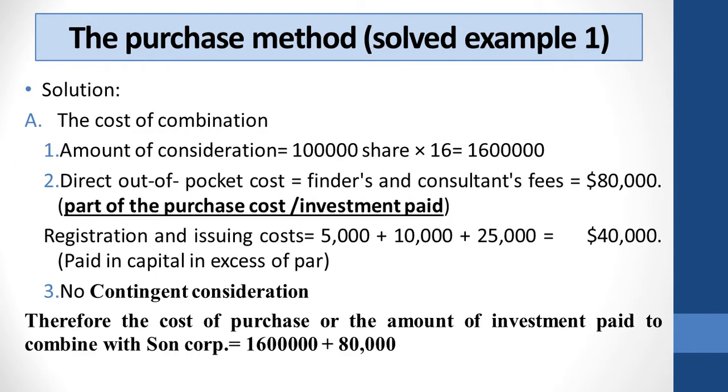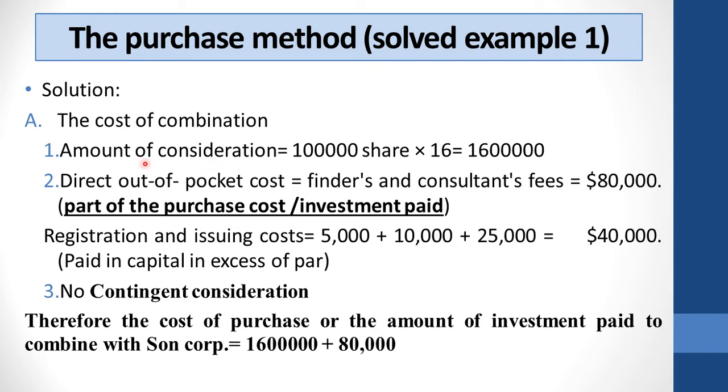So, we have previously discussed that the cost of combination consists of three items. Number one, the amount of consideration. Number two, the direct out-of-pocket cost. Number three, the contingent consideration. Let's start with the amount of consideration.